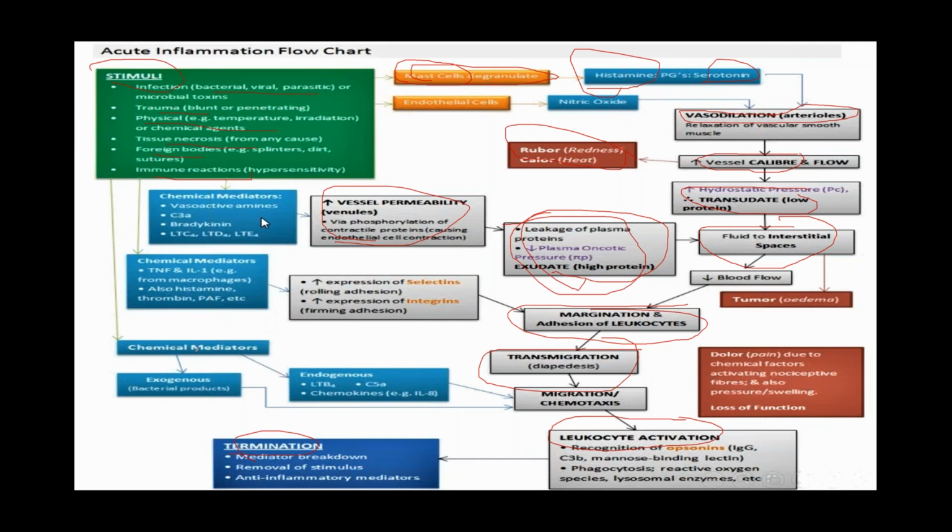Here there are also chemical mediators, exogenous and endogenous, which lead to chemotaxis and migration. Endothelial cells can produce nitric oxide, which also leads to vasodilation, increased vessel caliber and flow, and leads to transudate, leakage of fluid into the interstitial space, and leakage of plasma protein. This is the flow chart of acute inflammation.